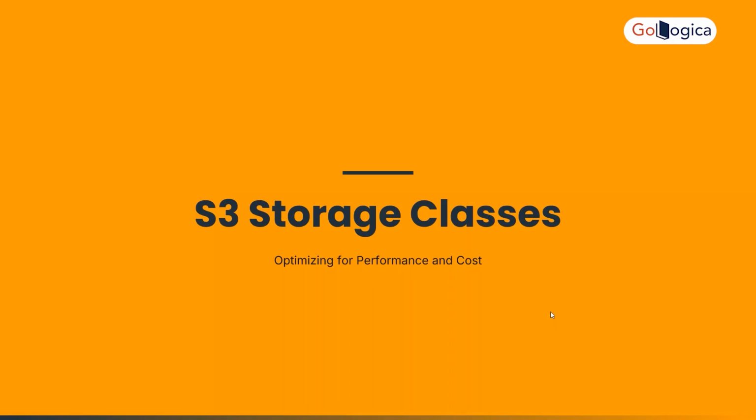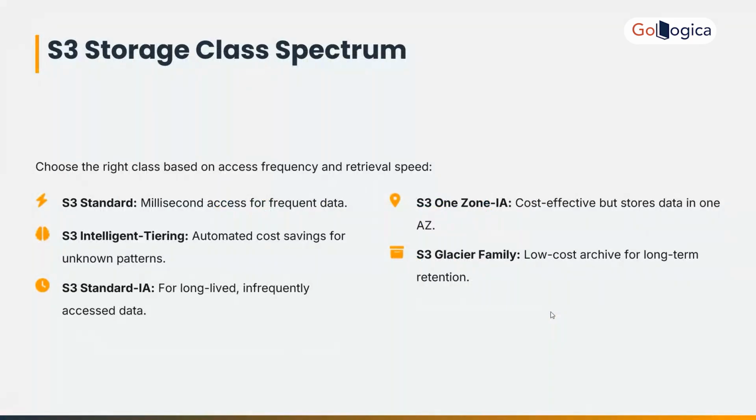So coming to storage classes. We have different storage classes to optimize the performance and the cost, so choose the right class based on access frequency and retrieval speed. Definitely the first one is S3 Standard. It gives you millisecond access for frequently accessed data.